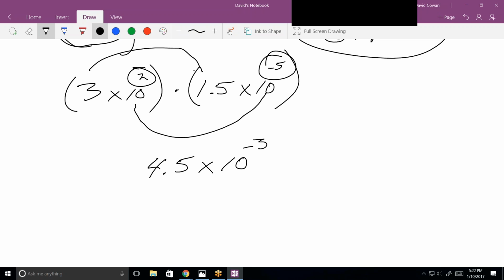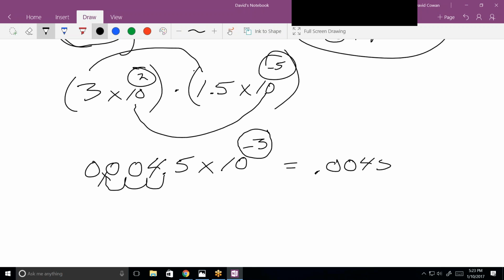then we move the decimal point this many places to the left. So if I put some 0 markers in there, and I move it 3 places, I move it 1, 2, 3. Right there. So this number is 0.0045. That's what number they're talking about.